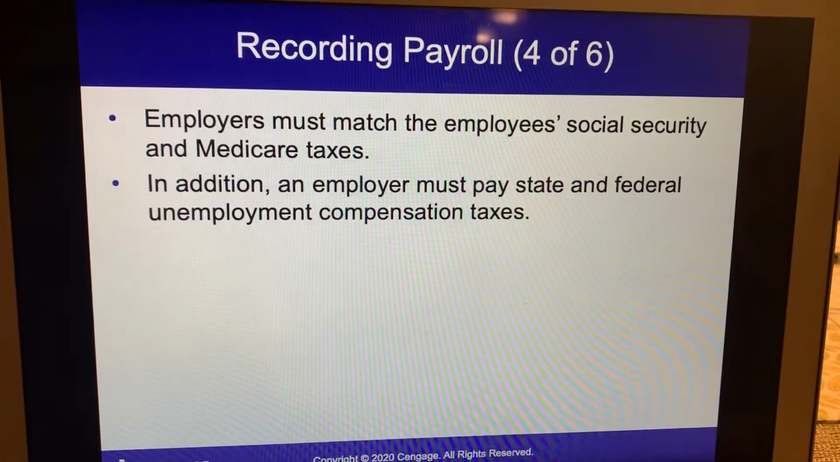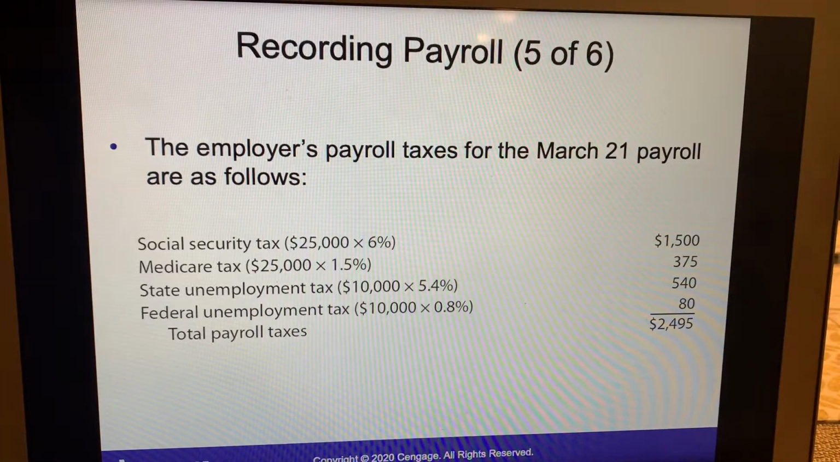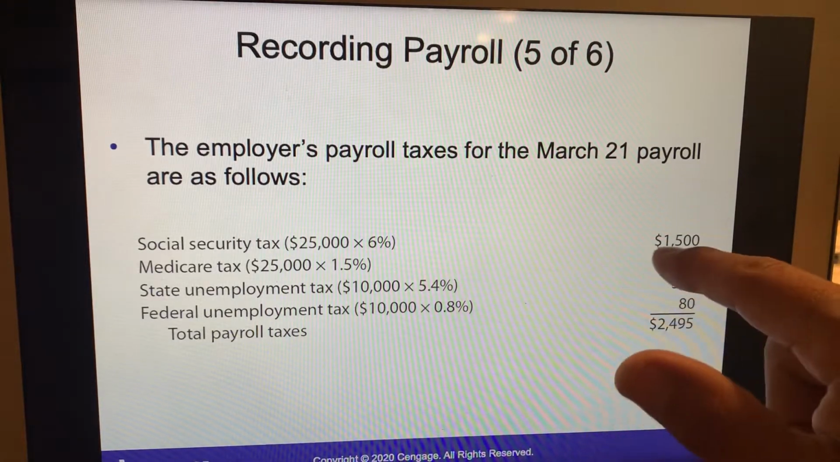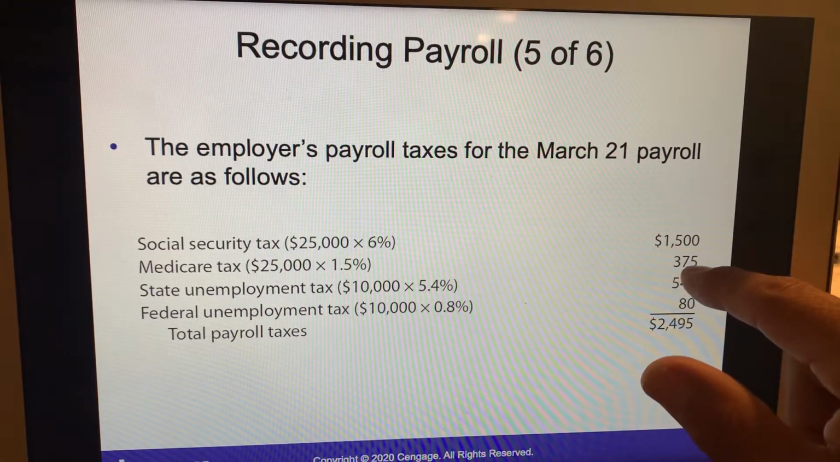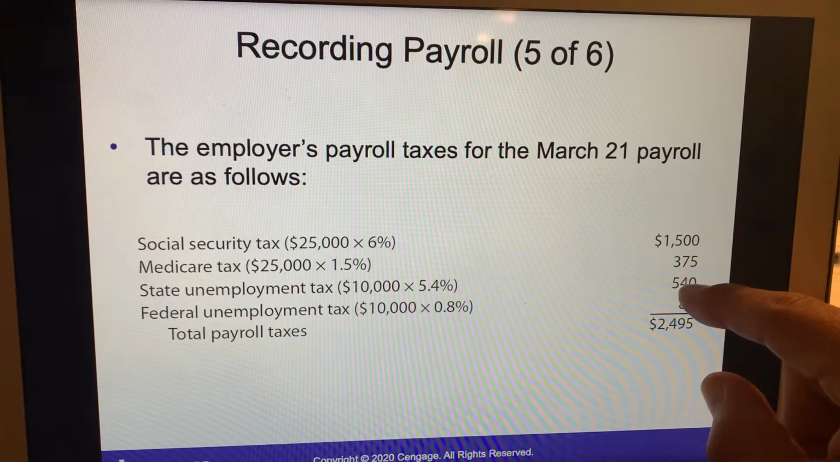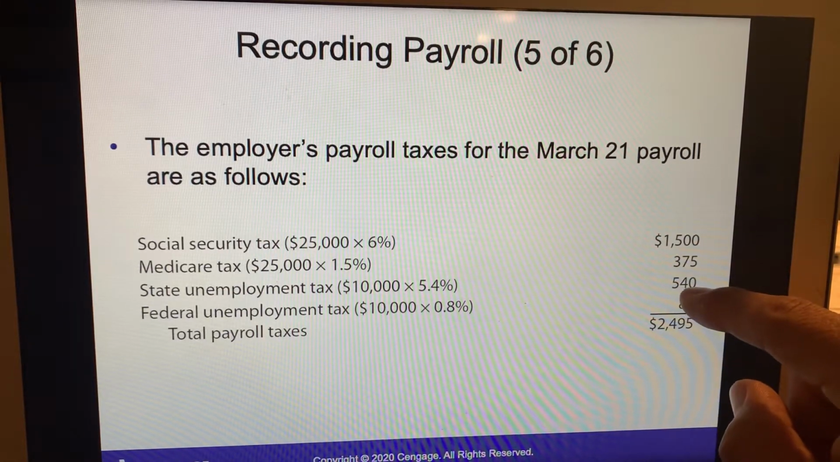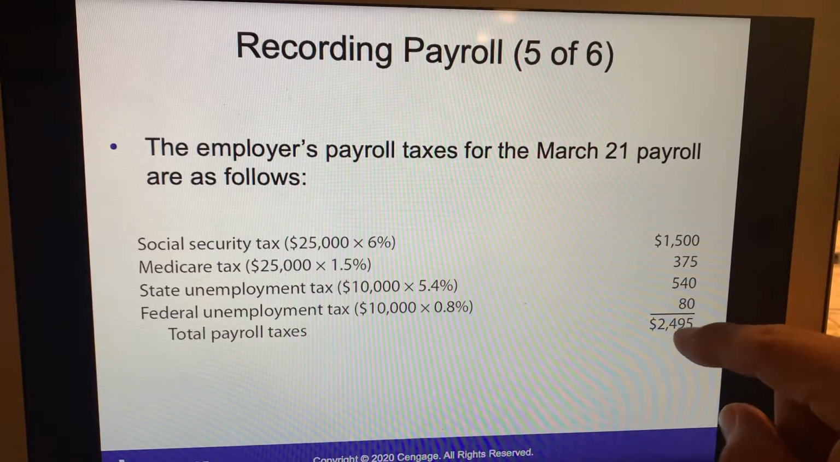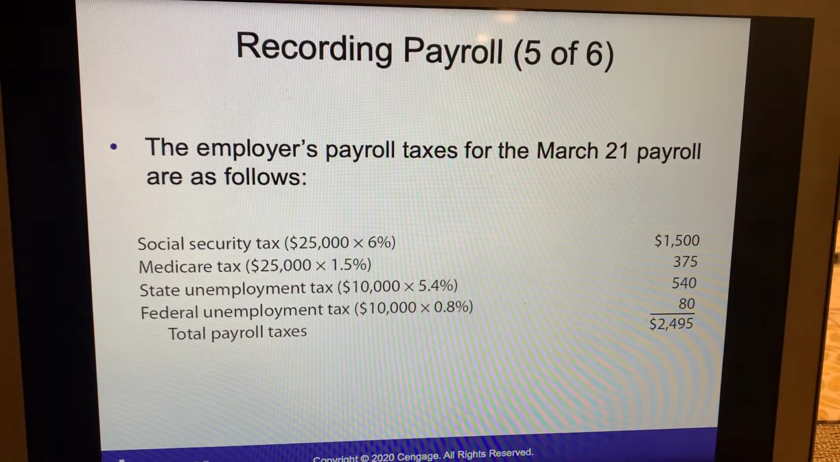Recording payroll: employers must match employee Social Security and Medicare taxes. In addition, an employer must pay state and federal unemployment compensation taxes. So here's an example. $1,500 is 6% of 25,000. $375 is 1.5% of 25,000, and 5.4% is state unemployment on up to $10,000, and then $10,000 times 0.8% will be federal, or $80. So total payroll taxes will be $2,495.